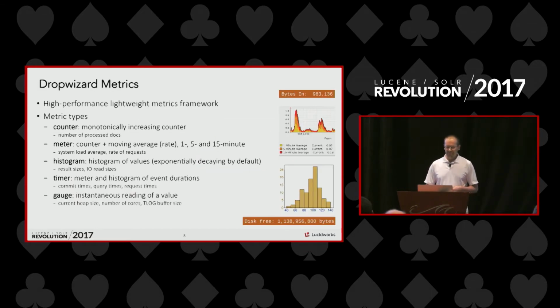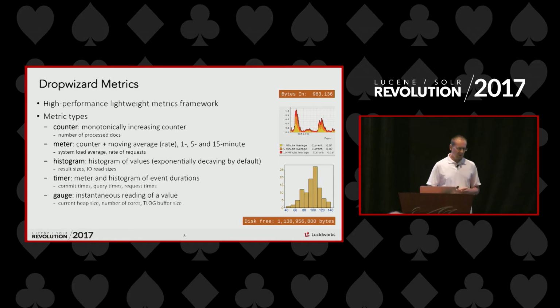So let's talk about the design. Under the hood, the metrics framework in Solr uses the Dropwizard metrics library. This is a high-performance, very lightweight metrics library that supports several types of commonly used metrics. So, for example, we have the counter, which is simply a monotonically increasing counter. You could say it counts the number of processed docs, beginning with the moment when you started Solr and started indexing docs, right?